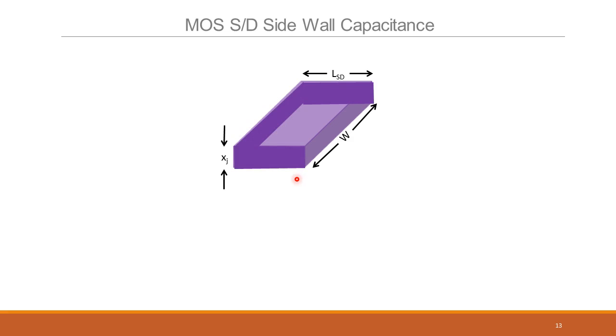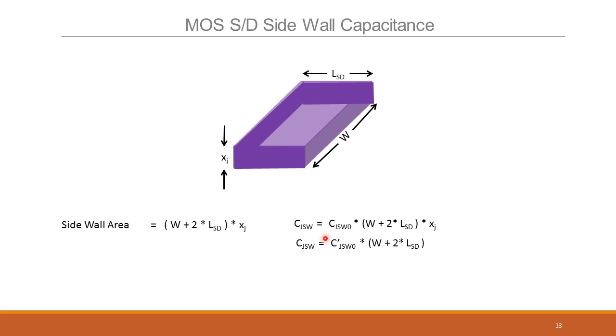Sidewall, what happens to the sidewall? Sidewall has 3 areas, 3 faces. This face and this face have an area of LSD into XJ, and this face has W into XJ as its area. Okay. So the total area is W plus 2 LSD into XJ, where XJ is the depth of the junction in the substrate. Okay. So the net junction sidewall capacitance is junction sidewall capacitance at 0 bias times the area.